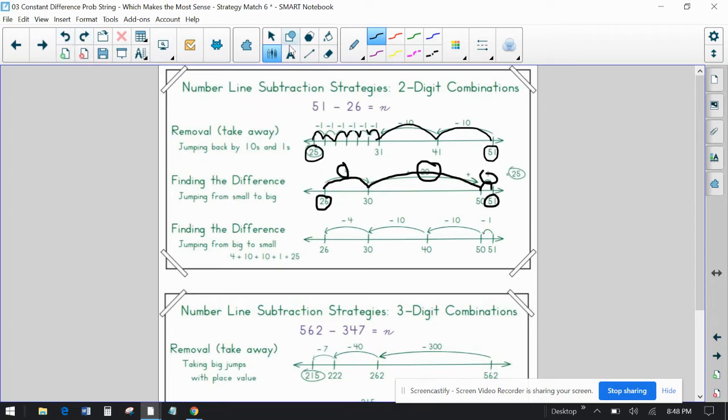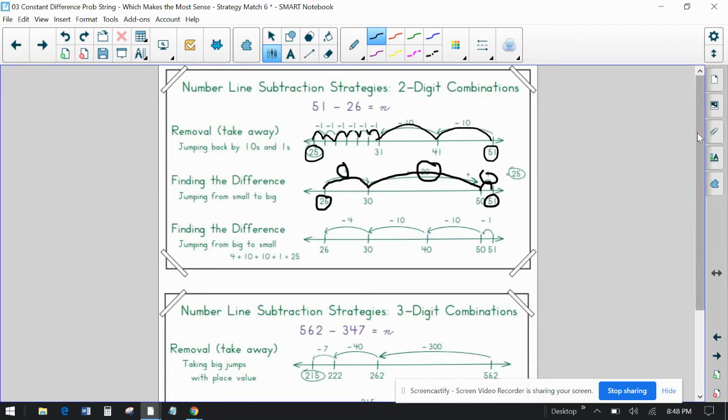Okay, so the next strategy is finding the difference, jumping from big to small. So it's essentially the exact same thing as what we did, only instead of counting forward from 26 up to 51, you're counting backwards from 51 down to 26. I'm not the hugest fan of this strategy simply because the whole reason why I'm plotting them both on there is so I get to count forward instead of backward.